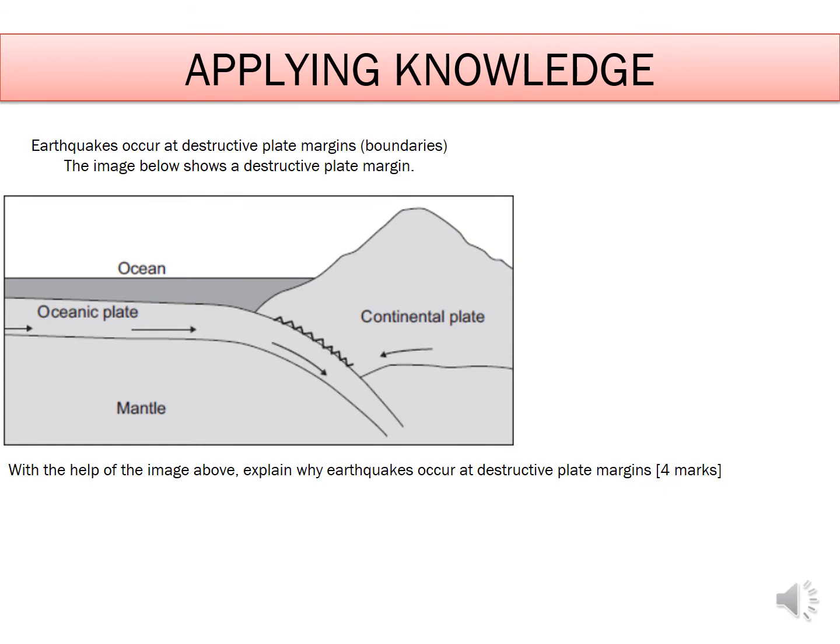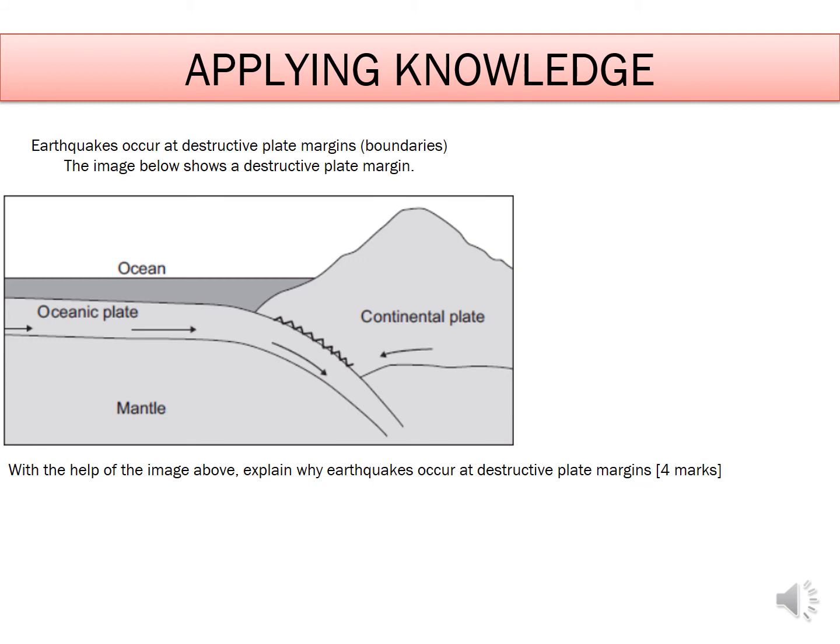So earthquakes occur at destructive plate margins or boundaries. If you see margins or boundaries used interchangeably, they mean the same thing. It is just where two plates meet. The image below shows a destructive plate margin. As you can see here, you've got the oceanic plate moving towards the continental plate. The oceanic plate is beginning to be subducted, and then it will be melted here into the mantle. The question is then, with the help of the image above, explain why earthquakes occur at destructive plate margins. So why do earthquakes happen when two plates meet and one is pushed below the other?